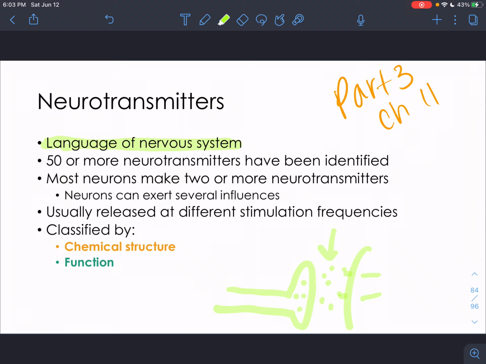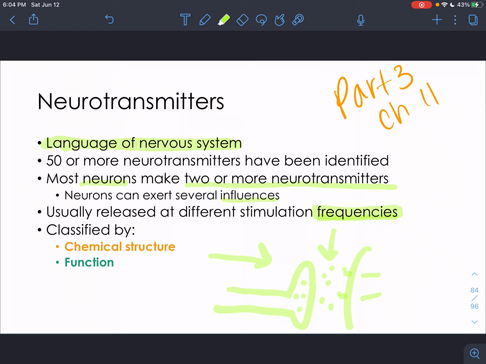Okay, there's more than 50 neurotransmitters that have been identified. Most neurons make 2 or more neurotransmitters. So you can have different types of signals being sent by neurons. So neurons can either have excitatory influences, inhibitory influences, different types of messages being sent by each neuron. And obviously, like I said in the previous chapter, we can have different frequencies of neurotransmitter release depending on how frequent our action potentials are.